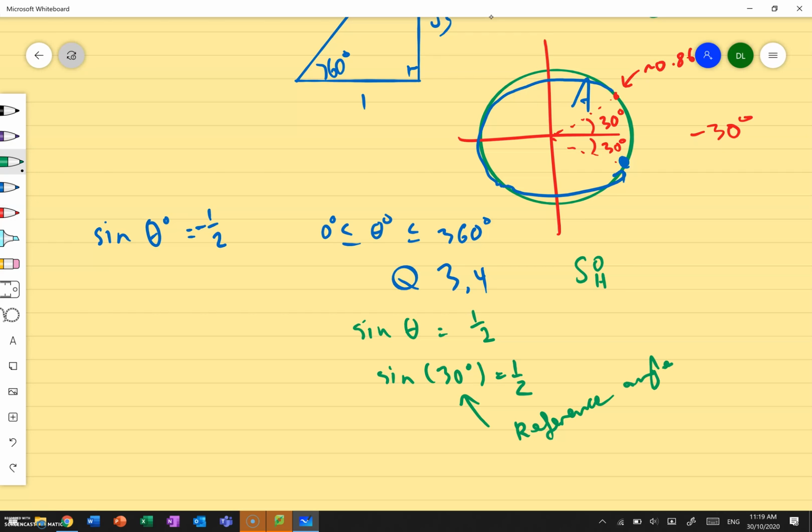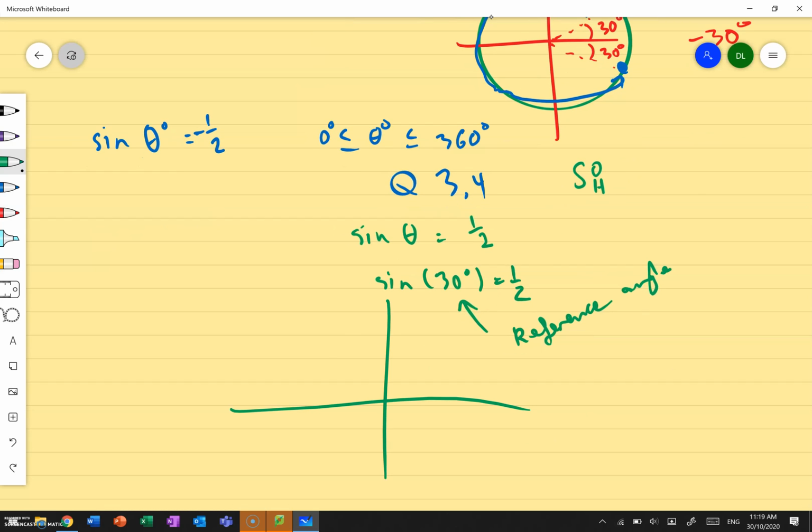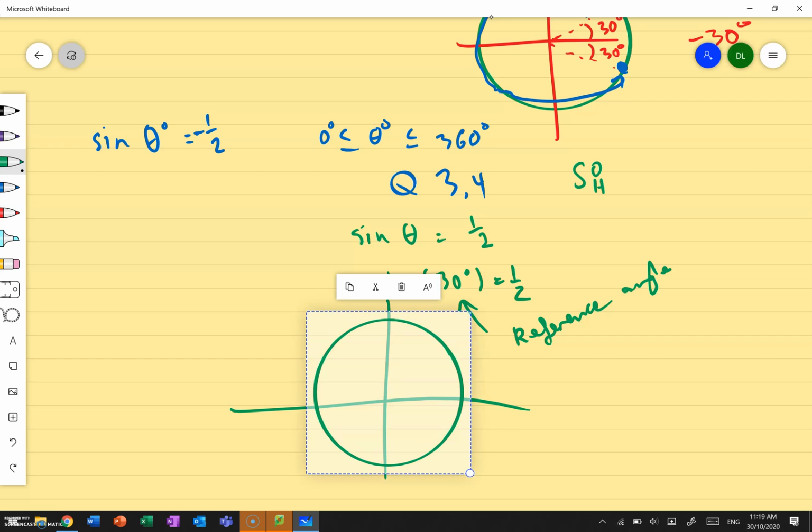Okay, reference angle. Apologies for the bad handwriting. If I go back to this, 30 degrees is not an answer that I can put into the actual question where sine 30 equals negative 1/2, because it's not negative. So remember the idea of quadrant 3 and 4. Going back to me drawing a very poor unit circle, I know that it has to be in the bottom half in order for it to be a negative y value.